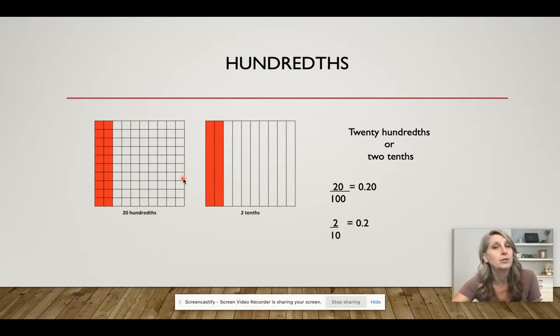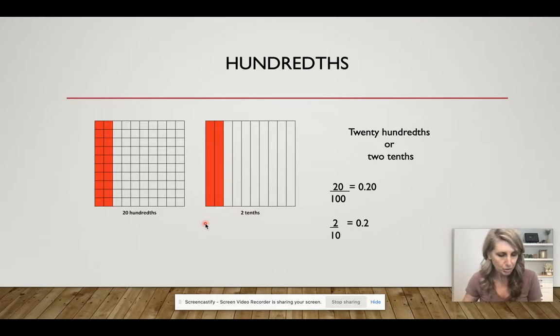Now, I know you're smart and you're probably thinking, Mrs. Curry, I recognize this. And that's right. 10 hundredths is the same as 1/10. If I was to put these over top of each other, 20 hundredths, 2/10ths, and overlap them, they represent the same amount. 20 hundredths is the same or equivalent to 2/10ths.